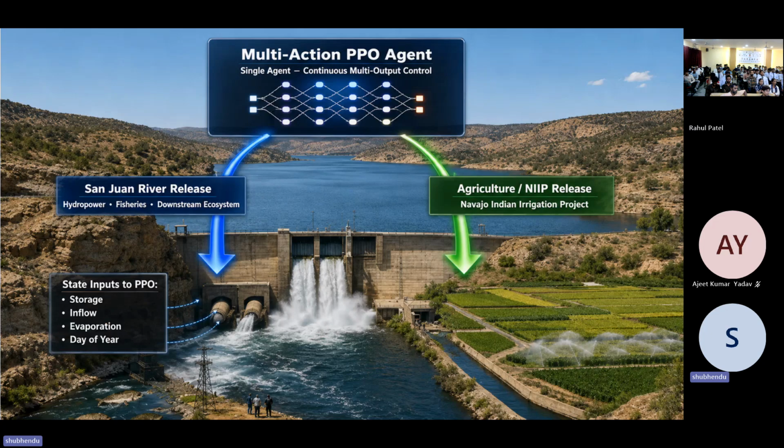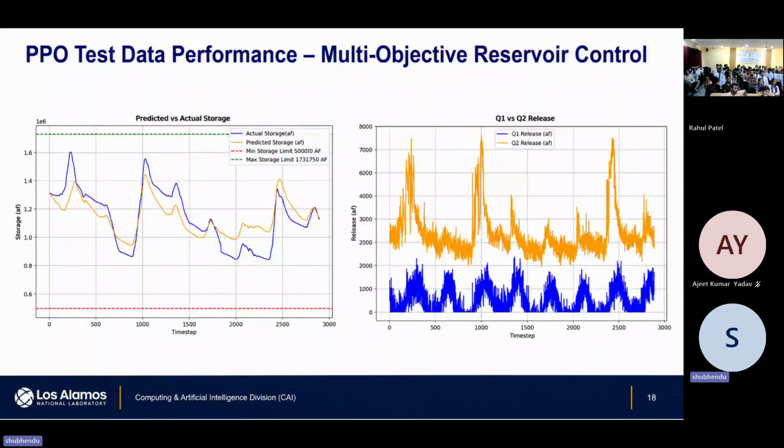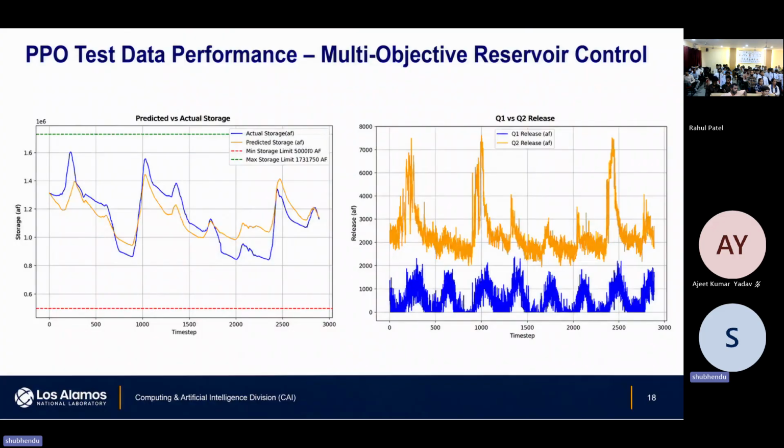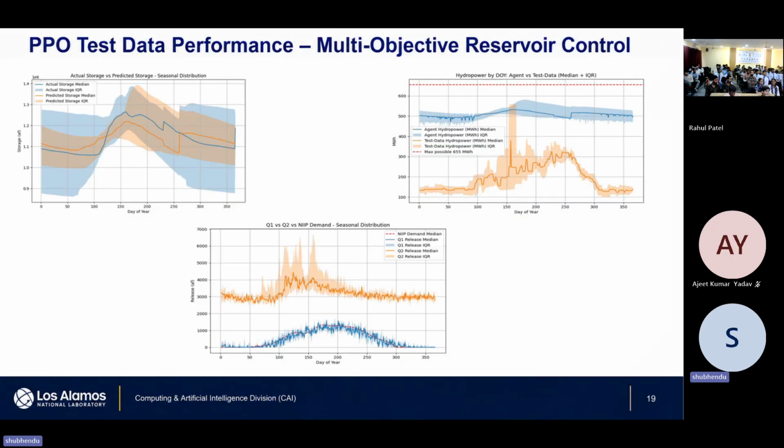So if I were to show some results for this multi-action PPO, this is what's happening. We have two streams of water, right? San Juan River release, and then we have the NIP release. It's still with the same objective. The agent is keeping the storage. The Q1 release, which you see, is the NIP or the agriculture release. Q2 is the regular San Juan release, which accounts for hydropower, fisheries, and downstream ecosystem.